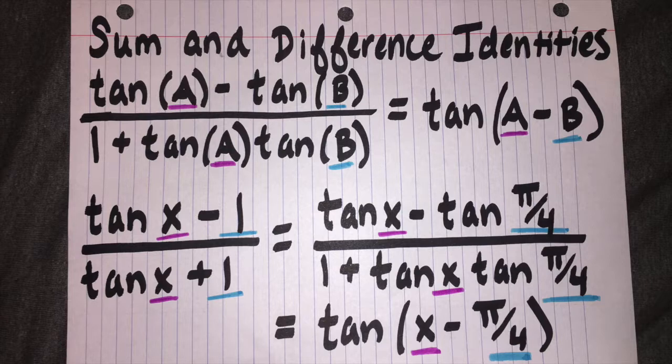just this time we are taking the more complicated version, and we are condensing it back down into tangent of x minus a number. Here, keep in mind that the tangent of pi over 4 is 1, which is why this identity is able to work.